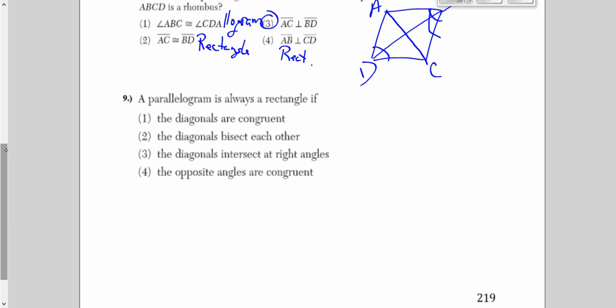Number 9. A parallelogram is always a rectangle. Always. If what? 1. The diagonals are congruent. Yep, I would agree with that. Because if you go down from parallelogram to rectangle, it's going to have congruent diagonals. What about the diagonals bisecting each other? Why not? That's already true. I mean, it's still a parallelogram, right? You don't need to be anything special to have that, just a parallelogram. What about diagonals intersecting at right angles? That'd make it a rhombus, wouldn't it?